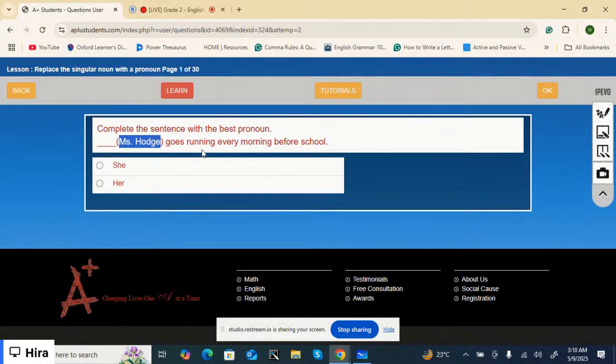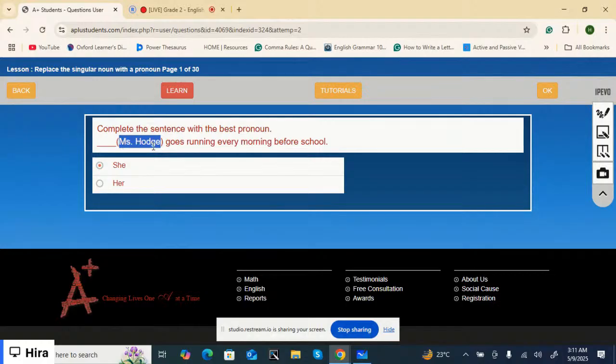Blank goes running every morning before school. He or she or her, she or her. Which word can be used here in the beginning of the sentence in place of this noun, Miss Hodge? She goes running? Or her goes running? Which one suits best? Well, yes, she. She goes running every morning before school.